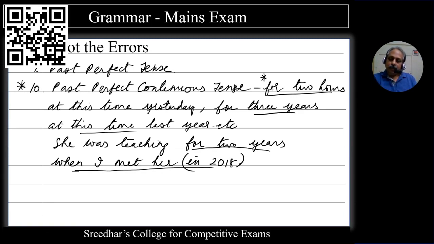And for 2 years, the time period. When you see the time period and a context in the past, then you cannot use past continuous. This sentence is wrong. We should use past perfect continuous. What is the correct sentence? She was is not correct. She had been teaching for 2 years when I met her, or she had been teaching for 2 years when I met her in 2018. This is important. Not easy under pressure.